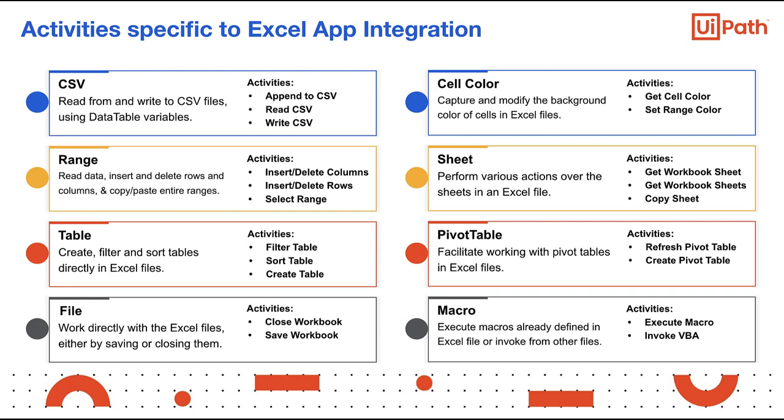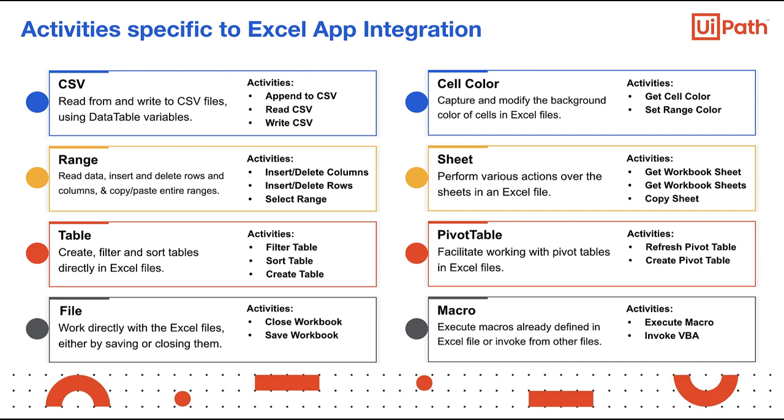Cell color. These activities are able to capture and modify the background color of cells in Excel files. The activities under this category are Get Cell Color and Set Range Color. Get Cell Color reads the background color of a given cell in an Excel file and stores it as a color variable output. Set Range Color changes the background color of all the cells in a given range. The input is a color variable.